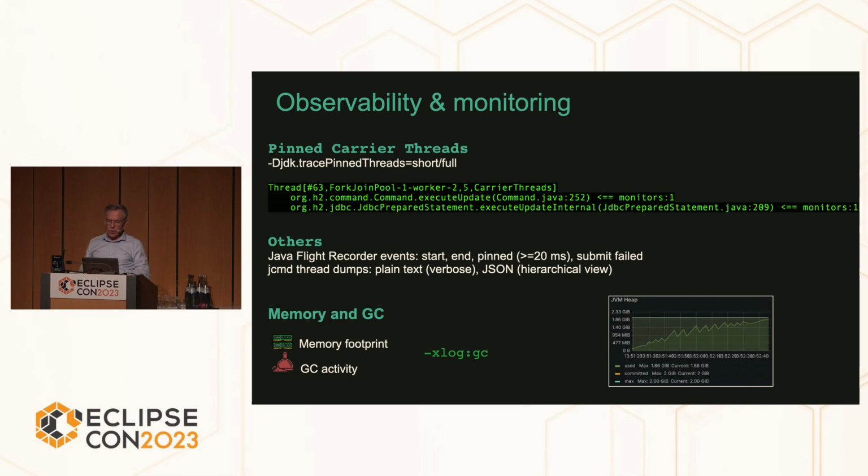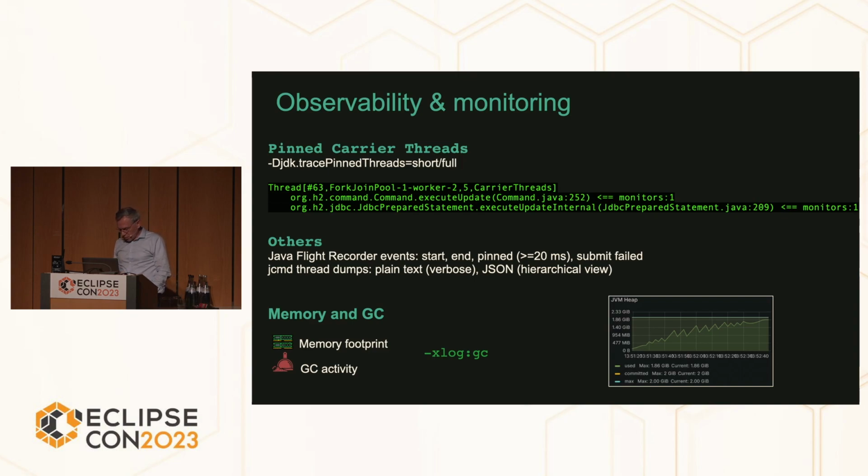It is also possible to track pinned threads using JFR, Java Flight Recorder. There is a pinned event which is emitted with a threshold of 20 milliseconds. And this is very interesting because it enables you to spot critical pinned threads. A pinned thread may not be a problem. Pinned threads lasting more than 20 milliseconds are a problem. There are 3 other JFR events enabling, let's say, to do some statistics on the virtual thread lifecycle: start, end, and submit failed.